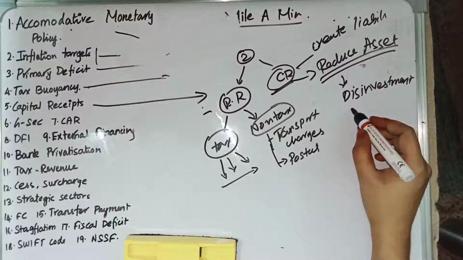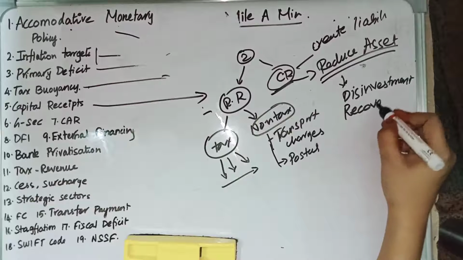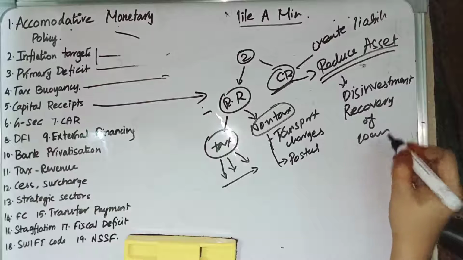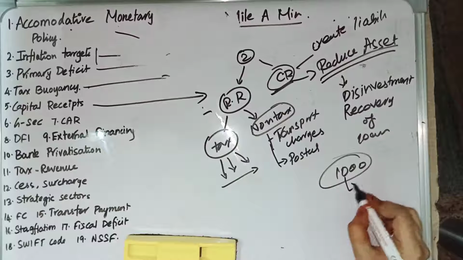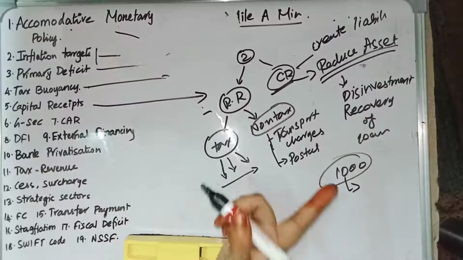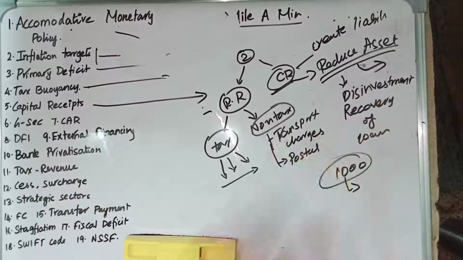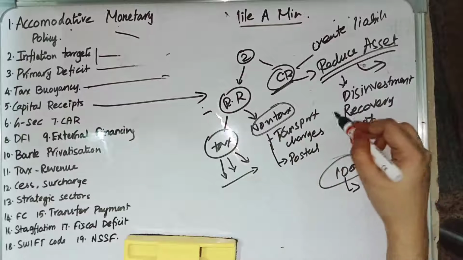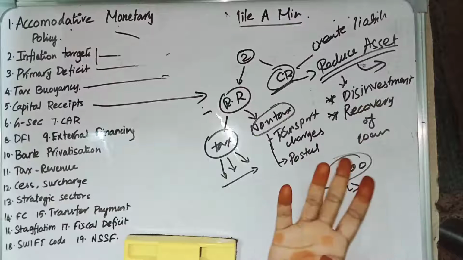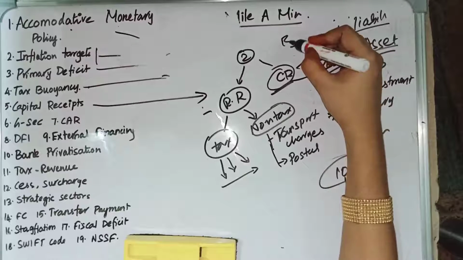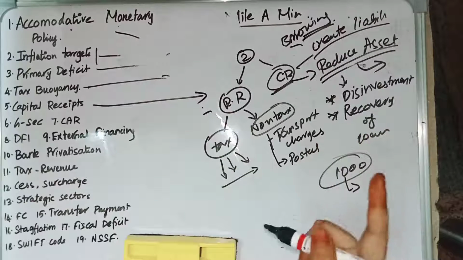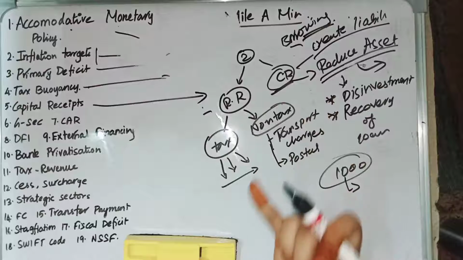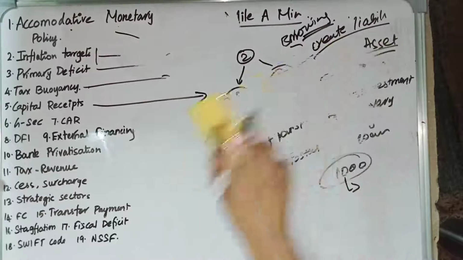Another example is disinvestment and recovery of loans, which also reduce the asset. For example, if you have given a loan of 1000 rupees and you are getting some interest out of it, then that interest is your income. But if you have recovered this 1000 rupees, then you are not going to get income from it. So your asset has reduced. So recovery of loans and disinvestment come under reducing the assets, whereas creating liabilities is nothing but borrowing. If you have borrowed, then it creates liabilities, right? You need to repay it at some time. So borrowing from the public provident fund and small saving deposits comes under the capital receipts.